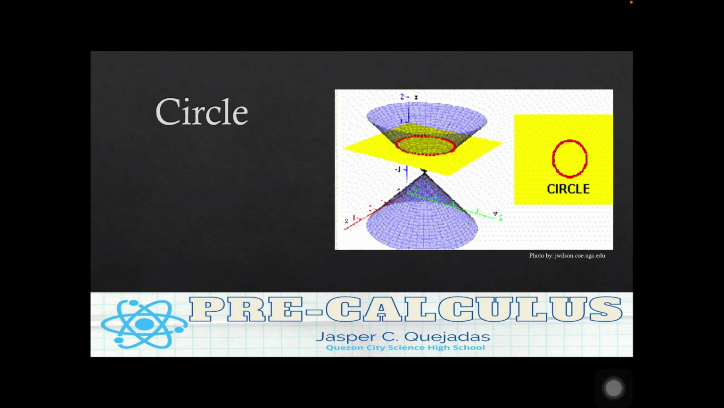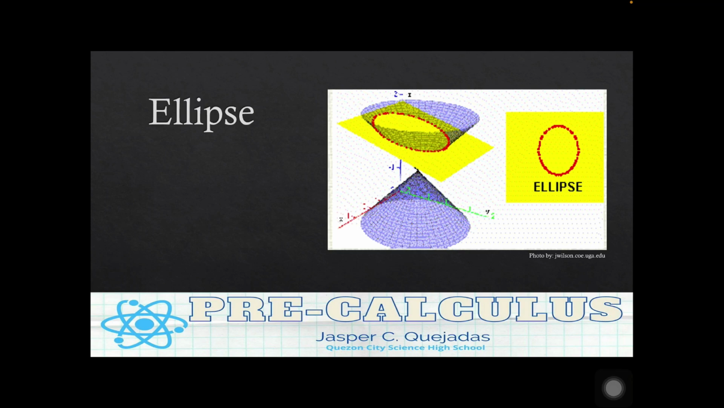Now if we have an axis here, and the plane intersects the cone wherein the plane is perpendicular to the axis, the conic section that will be formed is a circle. Now if we try to tilt the plane wherein the plane is not perpendicular to the axis, the shape that will be formed is an ellipse.